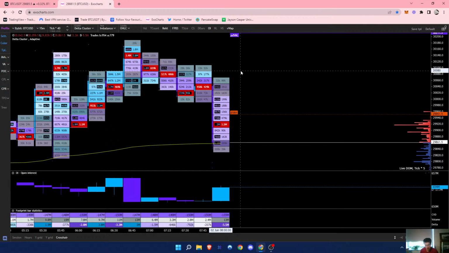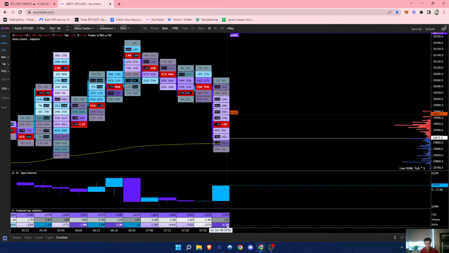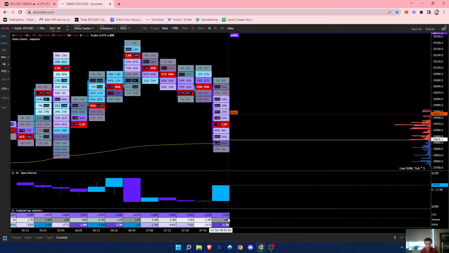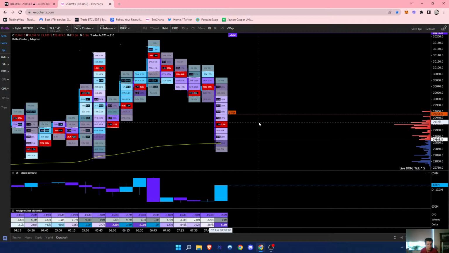And again, you can look at the footprint bar, and here we can see negative 5.5, changing at the moment, 5.3 million delta. So a whole lot of shorts coming in. And again, 14 million volume. So the strength of this move is, I'd say, pretty strong right now.